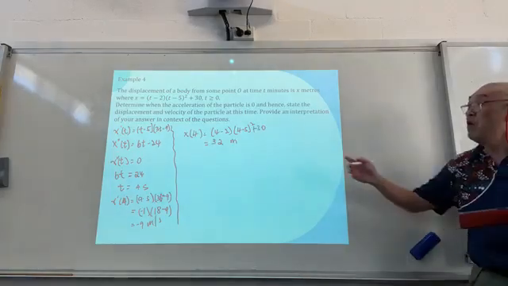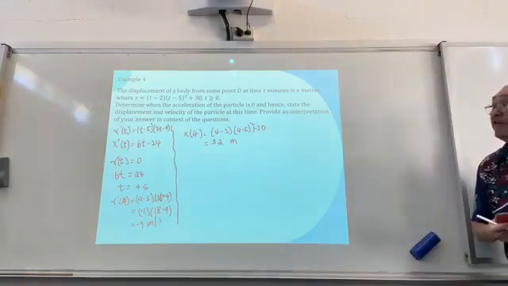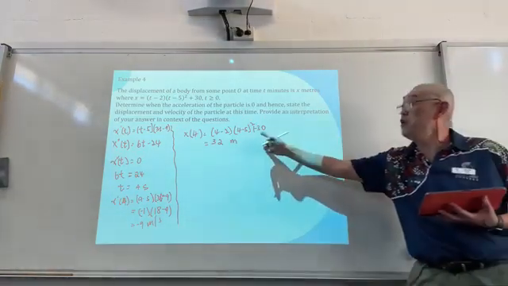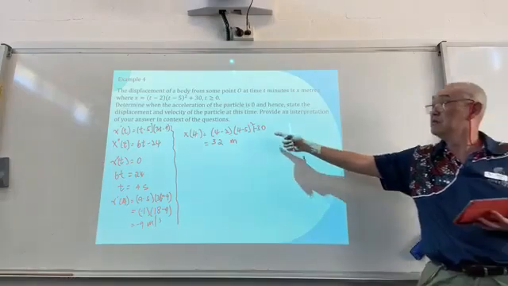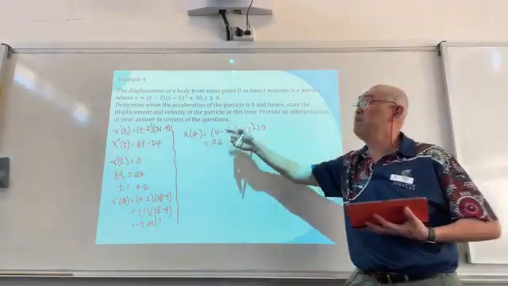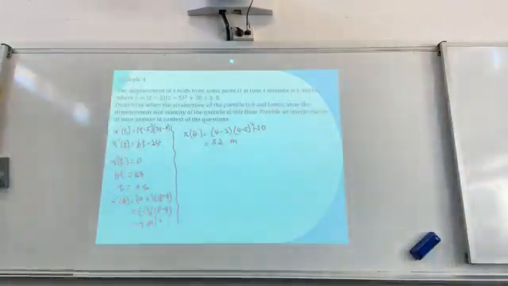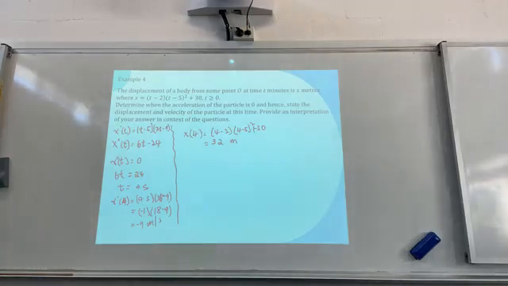Alright, now, what can you say about the interpretation of the answer? In this case, the displacement of the particle is 32 meters in the positive direction from the origin, but it is traveling at a constant speed in the negative direction.